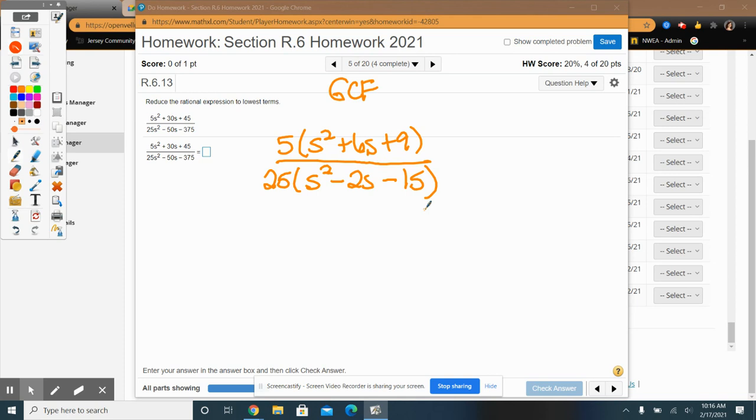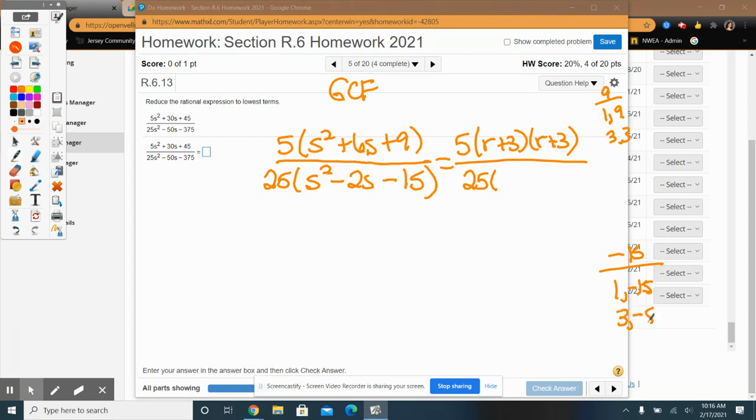Okay, now we still have to factor. Factor the top, factor the bottom. So you still have the 5. I make a list for 9. I'm trying to get to 6. 1 and 9, 3 and 3 is what I need. So it's an r plus 3 and an r plus 3. And in the denominator, I still have the 25, but you make your list for negative 15. 1 and negative 15, 3 and negative 5. That's what I need. An r plus 3 and an r minus 5.